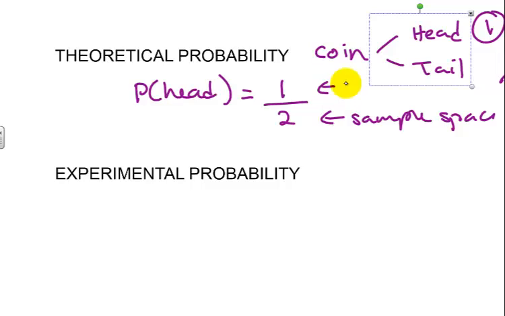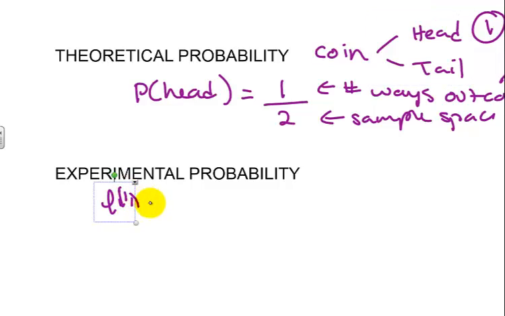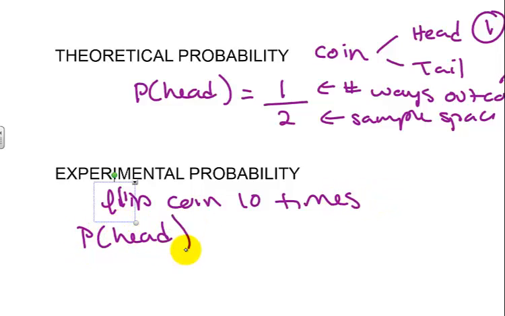And this is the number of ways we can receive our outcome. That's our theoretical probability. To change that to experimental, what we would say is that we're going to flip the coin 10 times, and we want to find the probability that it's a head that turns up.